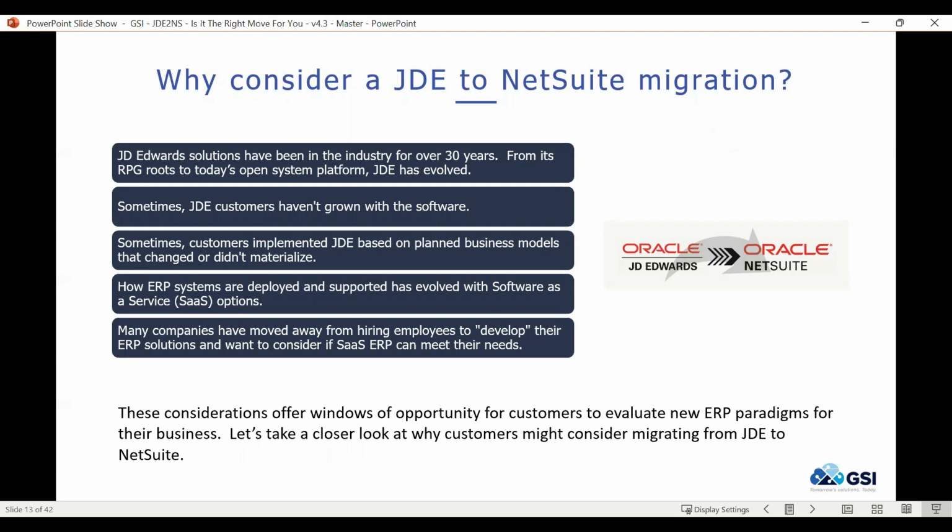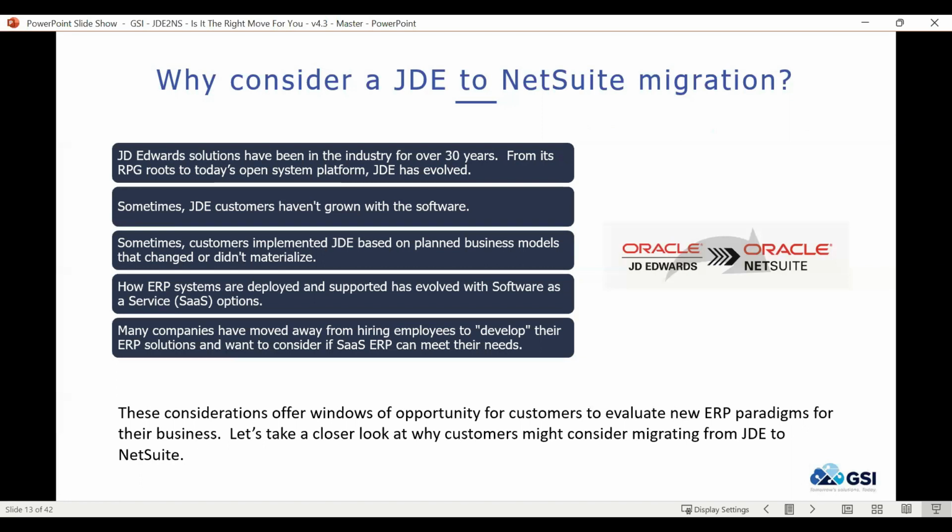We all know that the JD Edwards product has been out there for a long time. I first started working with it in the mid-90s, was very excited, great product, comes from RPG roots. And we all know if you're working with JD Edwards EnterpriseOne today, it's a true open systems platform. So truly, JDE has evolved. But here's what our experience indicates, and that is that sometimes customers haven't grown with the software.